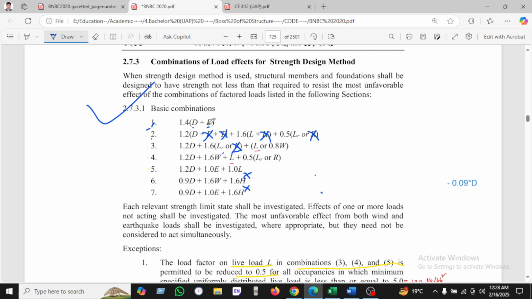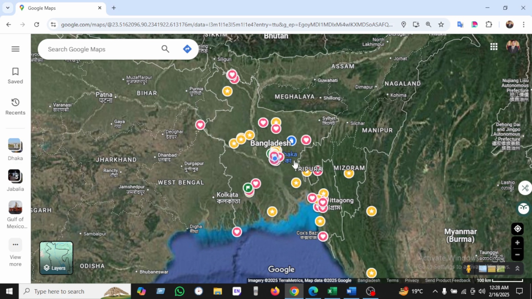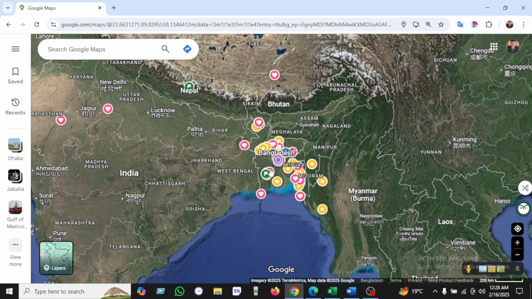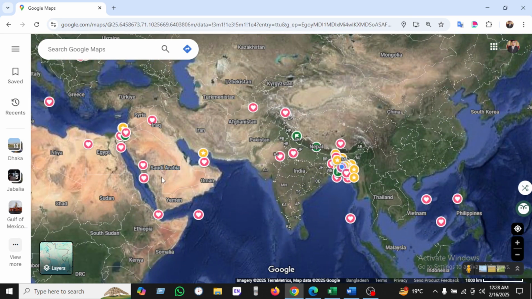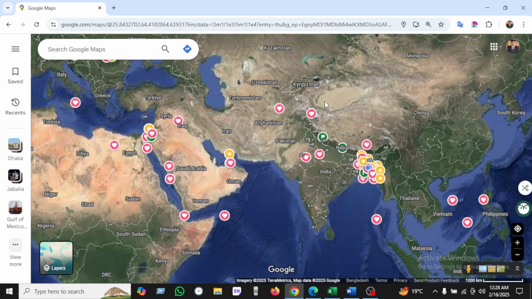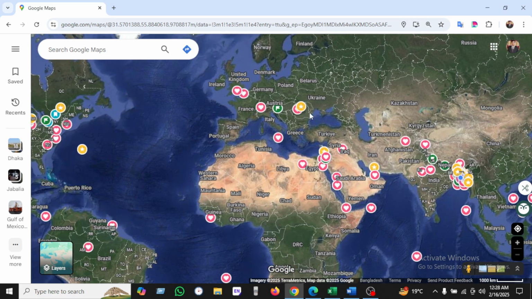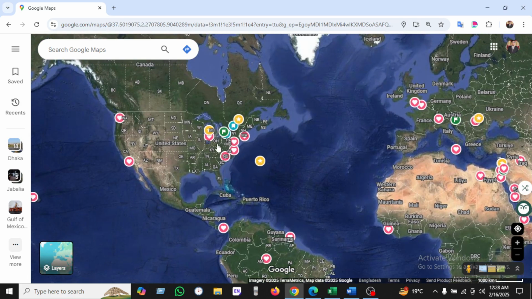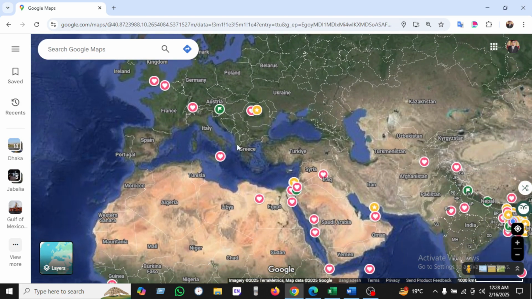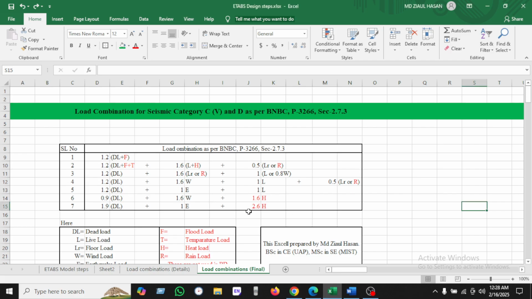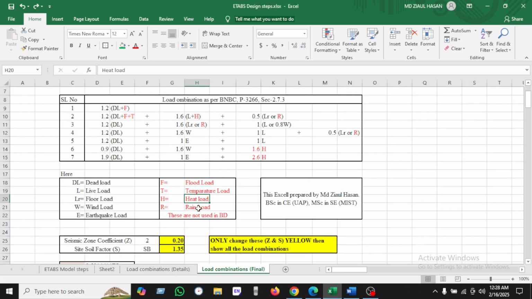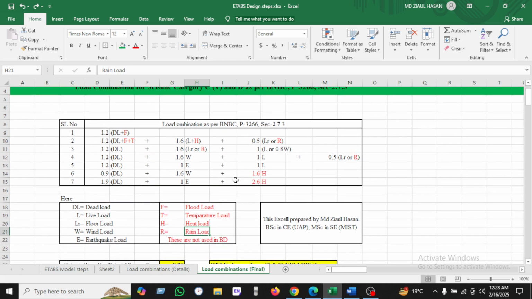Flood. In our Bangladesh region there is no flood, that's why we are deducting it. If you are living in another region, like Saudi Arabia, Egypt, Qatar or Afghanistan, this is also valid. If you live in a Western country, Germany or USA, then you can use flood and other things, which is temperature, heat, rain. It will be considered from region to region.